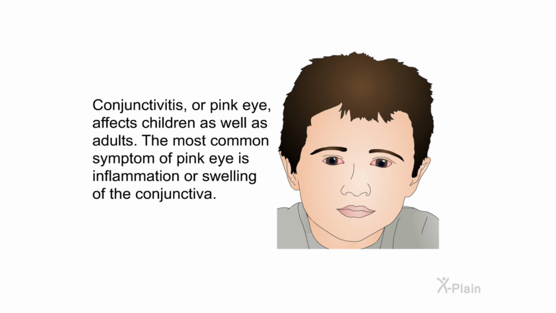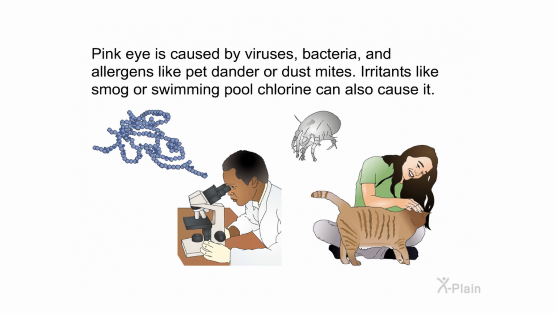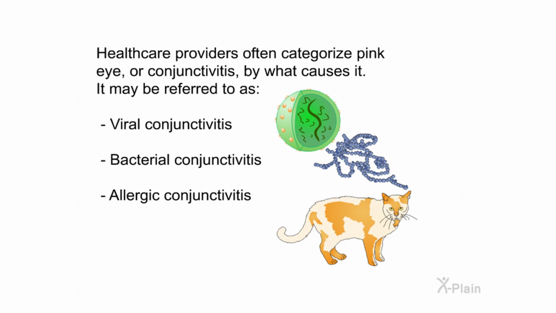Conjunctivitis, or pink eye, affects children as well as adults. The most common symptom of pink eye is inflammation or swelling of the conjunctiva. Pink eye is caused by viruses, bacteria, and allergens like pet dander or dust mites. Irritants like smog or swimming pool chlorine can also cause it. Healthcare providers often categorize pink eye or conjunctivitis by what causes it. It may be referred to as viral conjunctivitis, bacterial conjunctivitis, or allergic conjunctivitis.